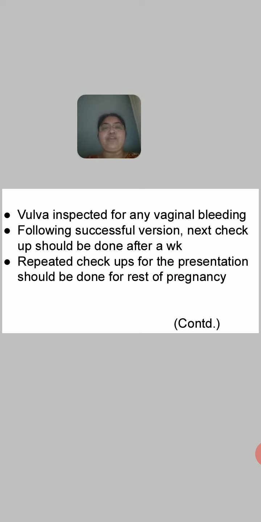The vulva should be inspected for any vaginal bleeding. Following successful version, the next checkup should be done after a week, to see whether it is still vertex. There are fewer chances of reversion after 32 or 34 weeks. Still, you have to examine the patient after a week to confirm the presentation. Repeated checkups of the presentation should be done for the rest of the pregnancy, to confirm the normal presentation.